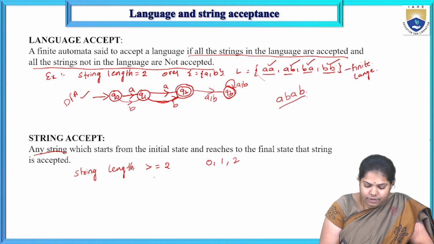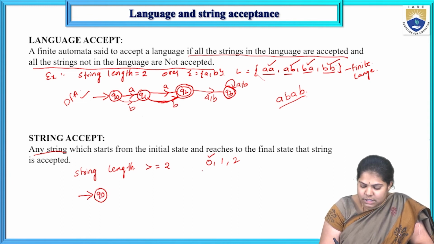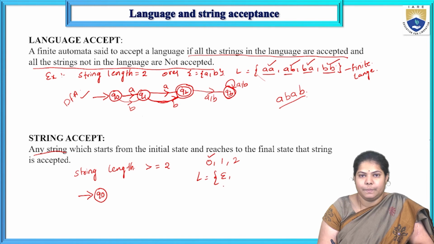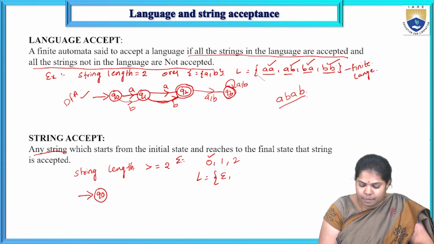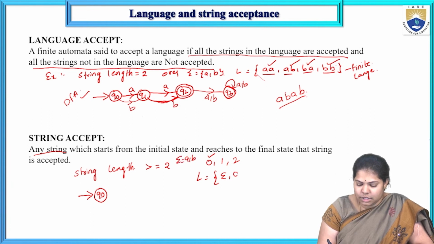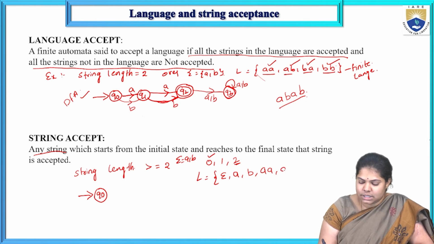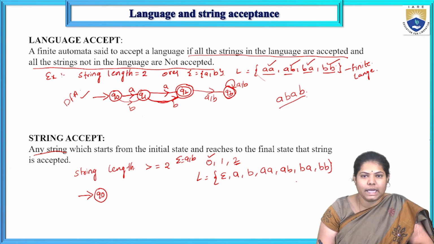Write down the language. A 0-length string means it should accept epsilon; a 0-length string is represented by epsilon. A 1-length string over the input A, B means it should execute A and also B. If the string length is 2, it should execute AA, AB, BA and BB. So these are the strings that have to get executed.